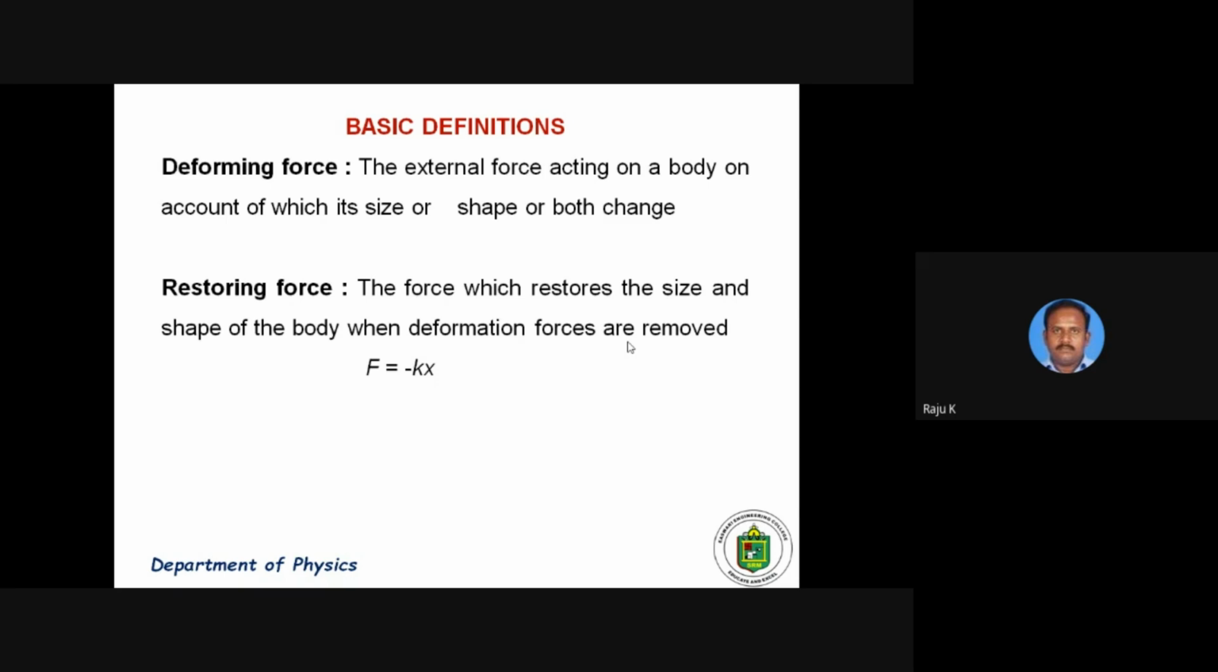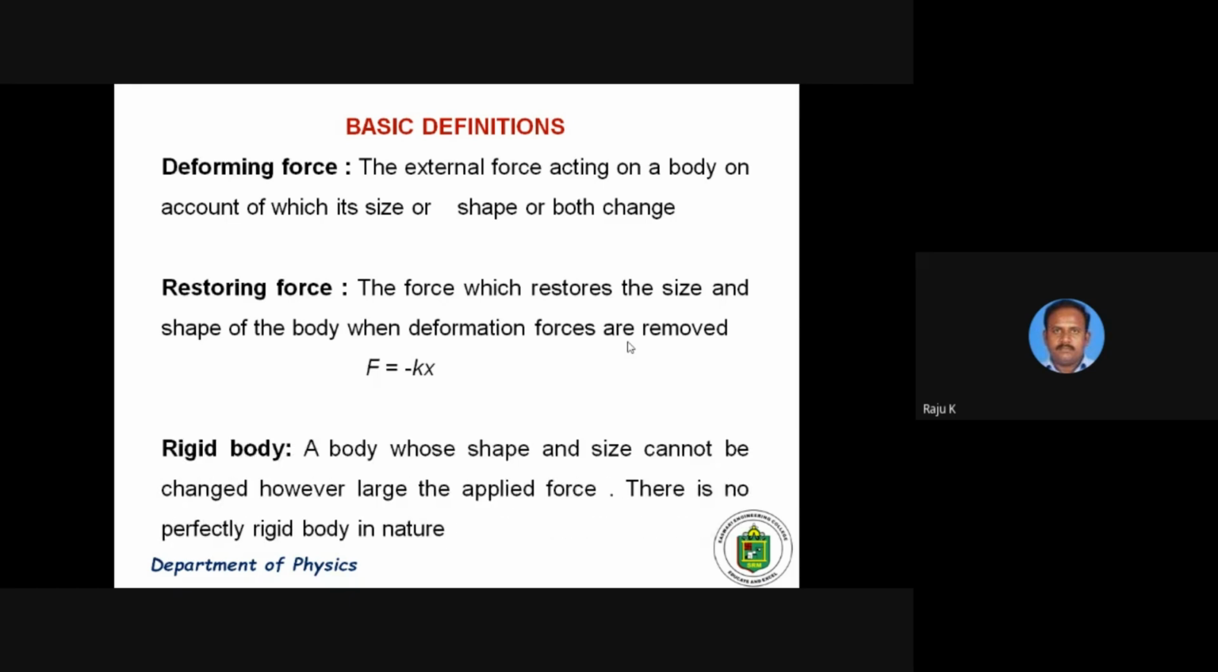So the force which restores the size and shape of the body when the deformation forces are removed: F is equal to minus K into X. The F is directly proportional to X, where K is the proportionality constant. Here it is referred to as the restoring force constant, and the negative sign indicates that the restoring force is acting in a direction that is opposite to that of the deforming force.